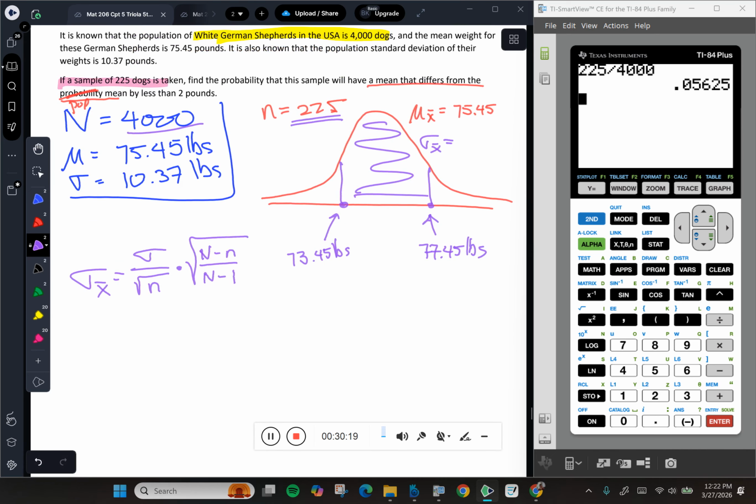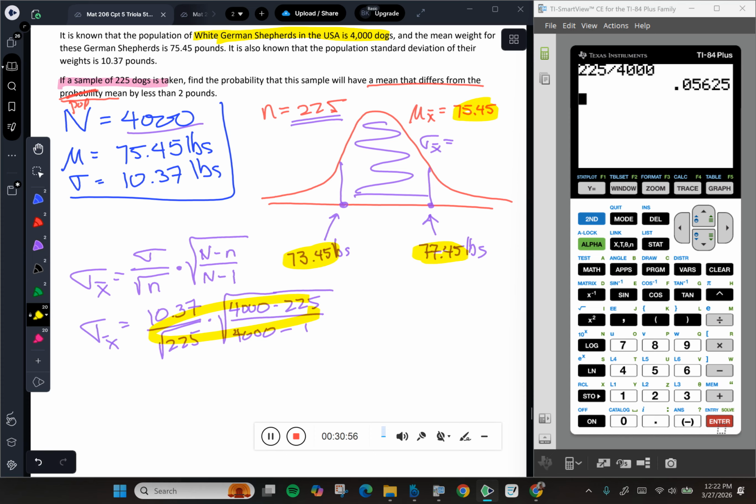So our standard deviation is now going to be 10.37 divided by the square root of 225, multiplied by the square root of (4,000 minus 225) divided by (4,000 minus 1). And that's going to be our standard error on the mean for this calculation. So now we've got everything we need. We've got a lower limit, an upper limit, a mean, and a standard error on the mean. I can calculate the probability.